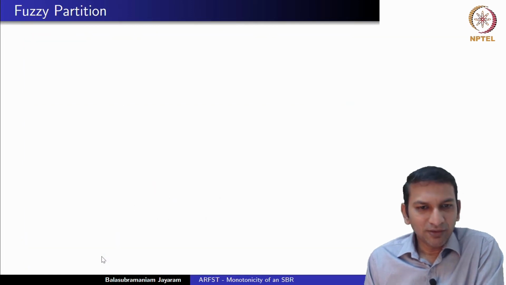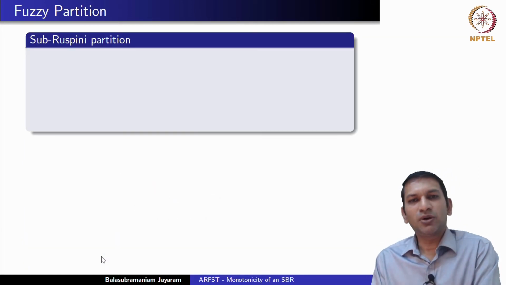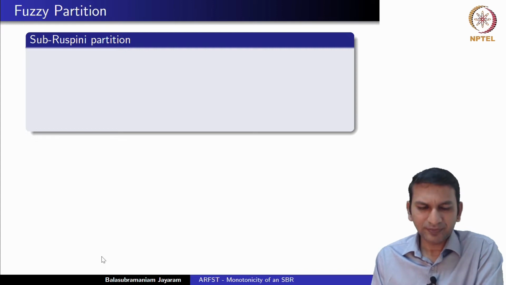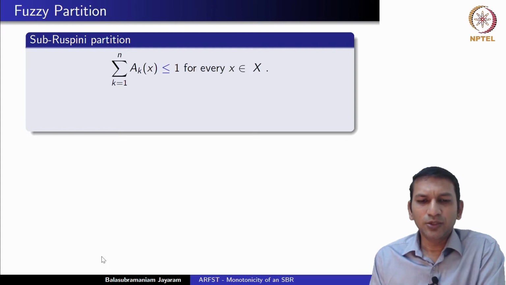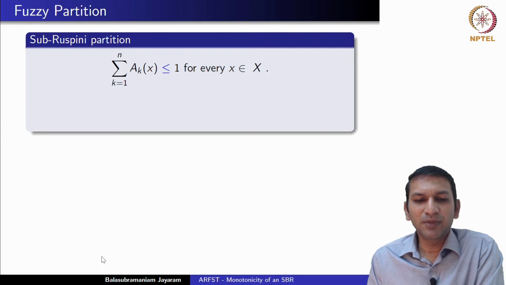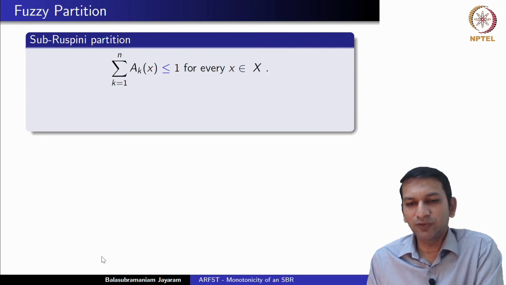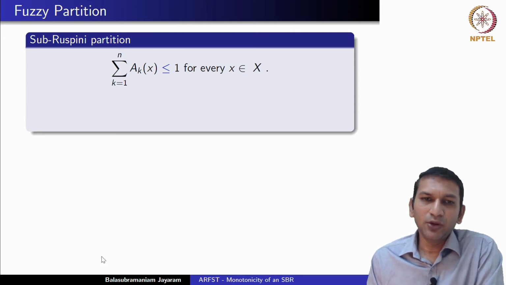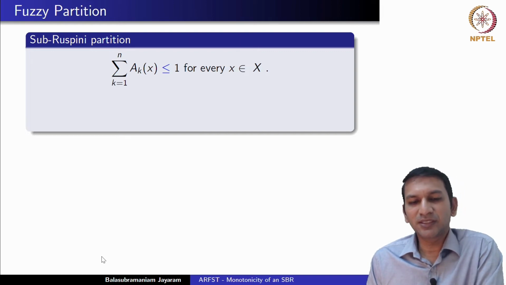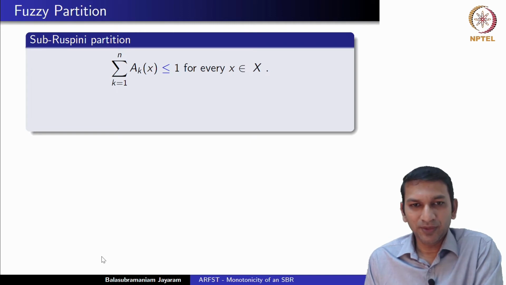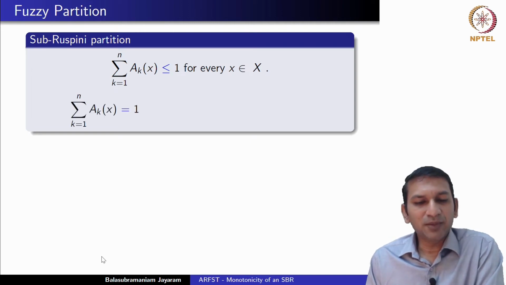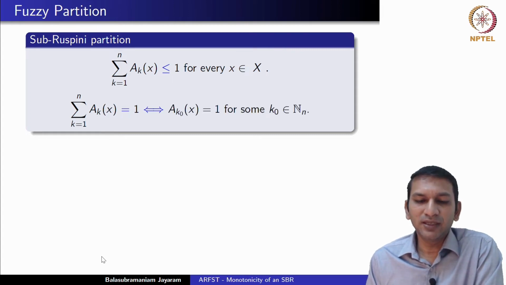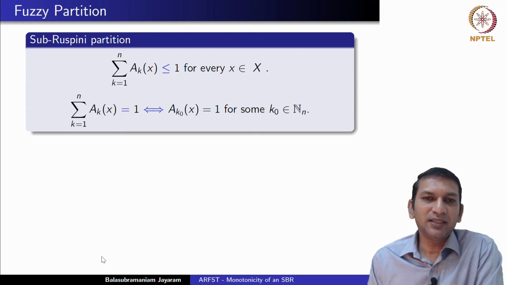In this lecture, we will introduce what is called a sub-Ruspini partition. What is this? In the Ruspini case, we wanted that the sum over k of A_k(x) is equal to 1 for every X. Here, we allow it to be less than or equal to 1. That means the sum of the membership degrees to the pieces in the partition need not add up to 1. However, if it does add up to 1, then it can do so only if that X is a point of normality for some element in the partition.